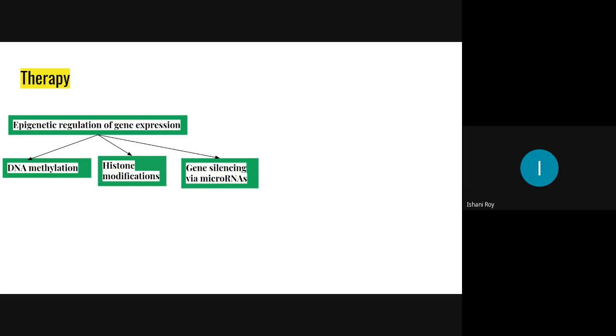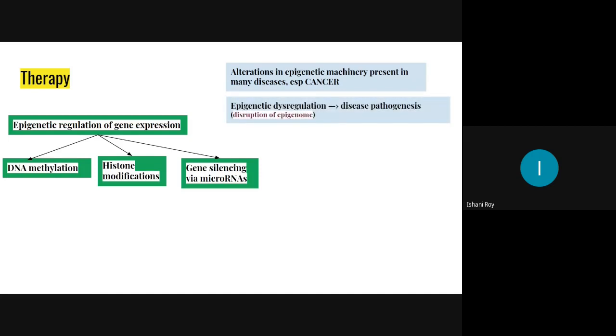Now, this is a very consistent machinery, and as we know, if there is a sudden aberration or change in a consistent process or machinery, there are always repercussions or changes that we see. So, even in this case, alterations in this epigenetic machinery causes problems which we know as diseases, and the most notable of them being cancer. Now, if these regulators, these molecules, are altered in some way, this disrupts the epigenome, and this phenomenon is called epigenetic dysregulation. And this is what plays a causative role in disease pathogenesis.